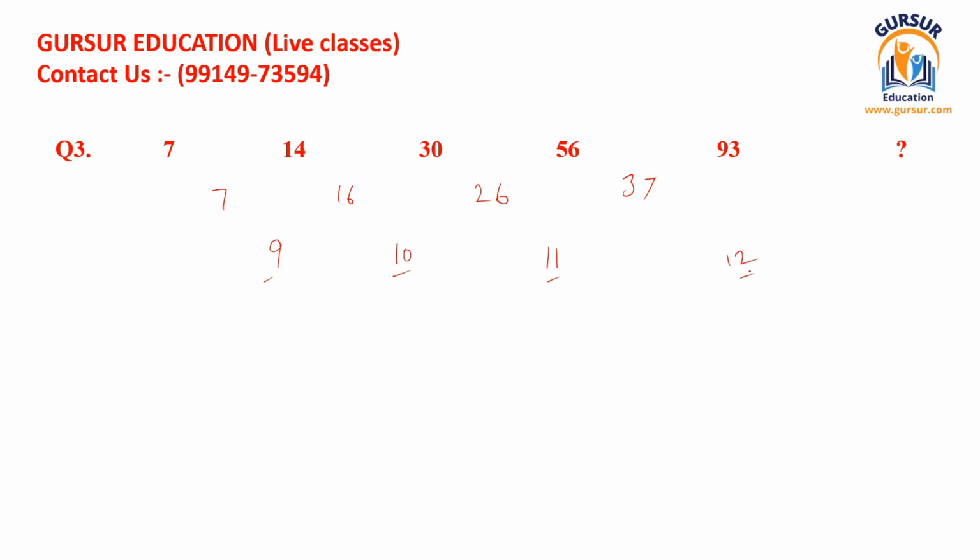In this way we can easily get the answer, and I must tell you how. When you add 7 with 9, you get the value of 16. When you add 16 with 10, you get the value of 26. When you add 26 and 11, you get the value of 37. Now when you add 37 and 12, you must get the value of 49. Okay, 49 should be there.